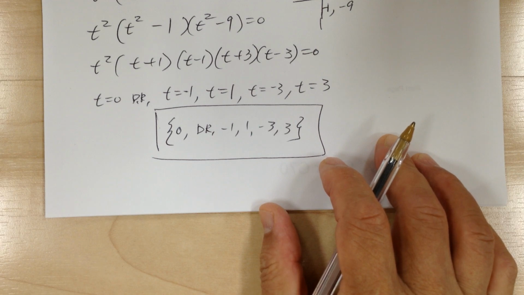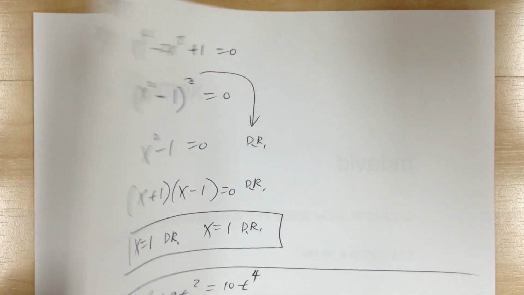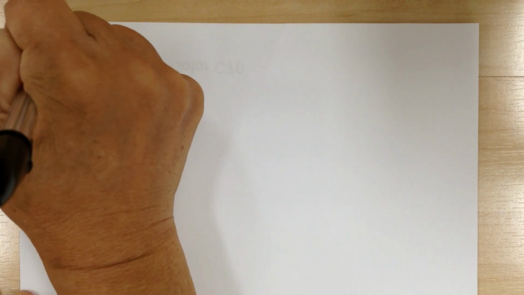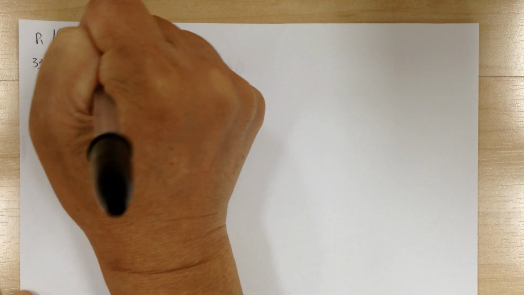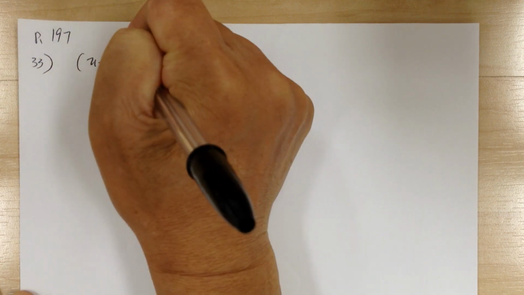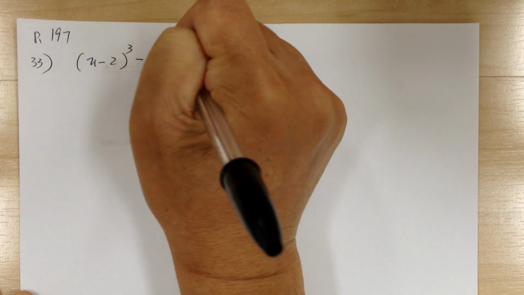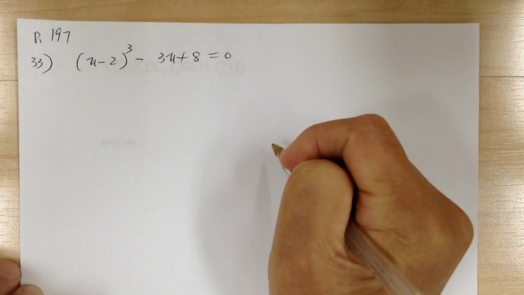Now let's go to the next one, number 33. You've got u minus 2 cubed minus 3u plus 8 equal to 0.